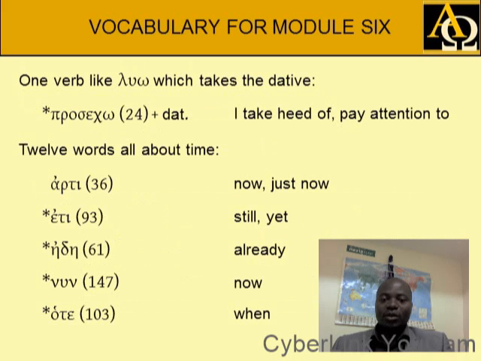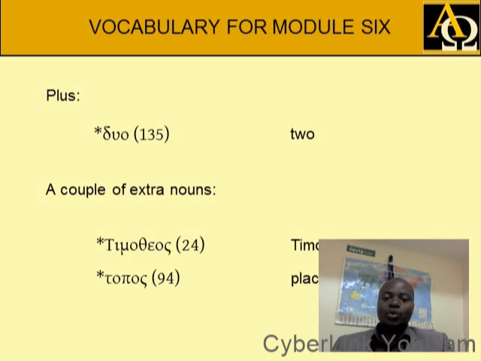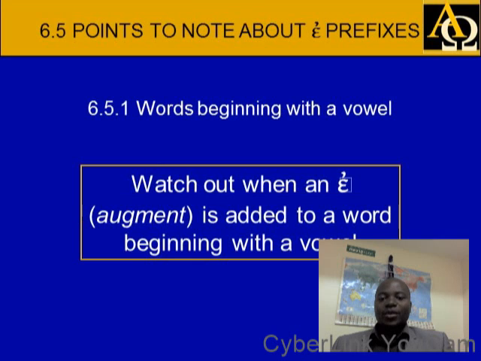Arti, now, just now. Eti, still, yet. Ede, already. Nun, now. Ote, when. Oketi, no longer. Oupo, not yet. Palin, back or again. Pantote, always. Pote, once. Semeron, today. Tote, then. Duo, two. Timotheos, Timothy. Topos, place.